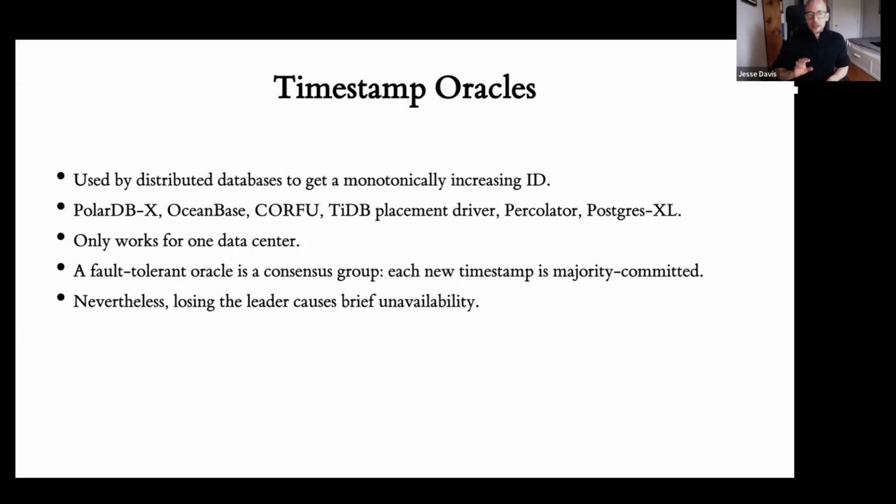Even if the Oracle is a fault-tolerant consensus group, losing the leader causes some brief unavailability while we're waiting for a new leader to be elected. And then for speed and consistency, the group generally has to use leader leases. And so that increases the unavailability more because the new leader has to wait out the previous leader's lease before it can start giving out timestamps.